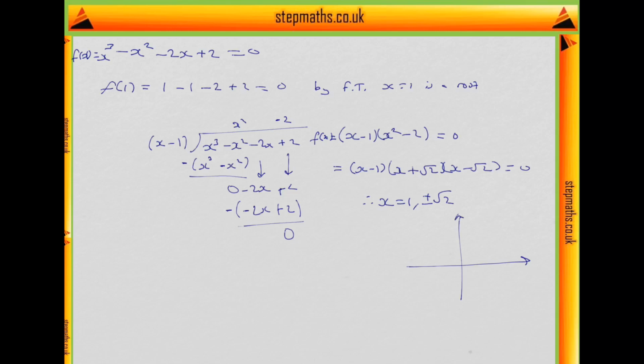We know it's a positive cubic, so roughly its shape is going to be like this. And we know it has roots at 1, plus root 2, and minus root 2. So it's going to look something along the lines of this. We're concerned with being less than 0, so we're concerned with the region down here and here. So x must be less than minus root 2 or between 1 and root 2. But we're told that x is greater than 0, so x can't be less than minus root 2. So the region required is x greater than 1 and x less than root 2.